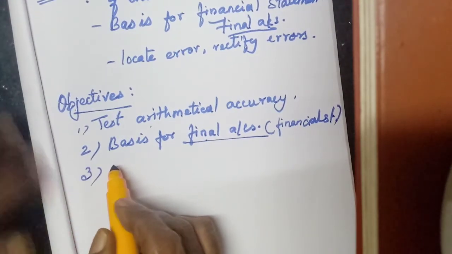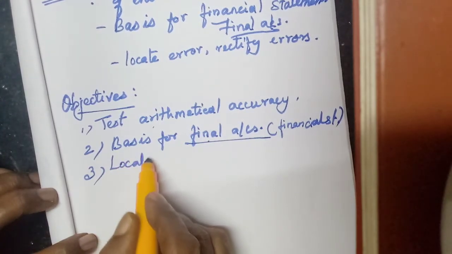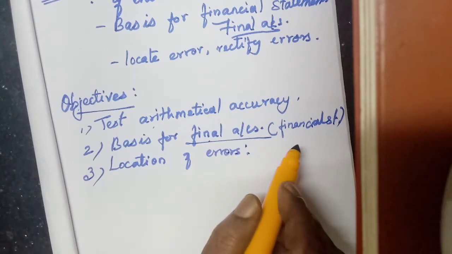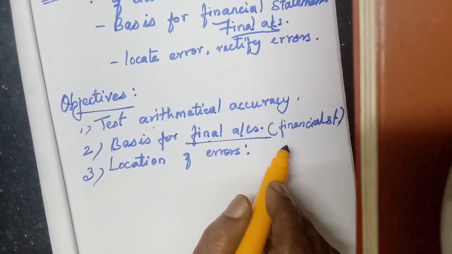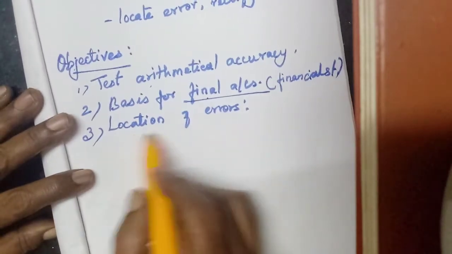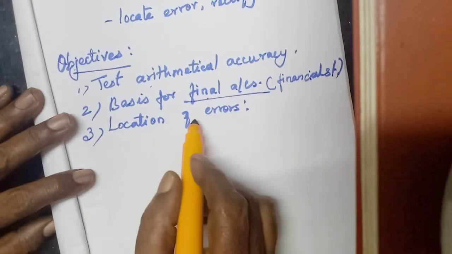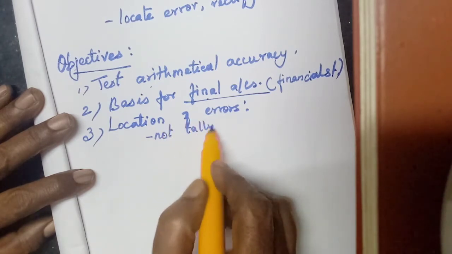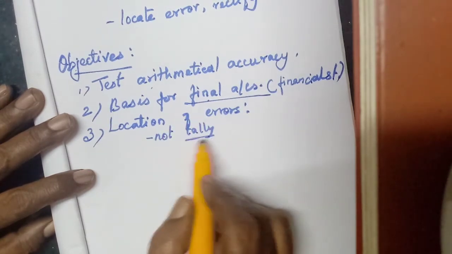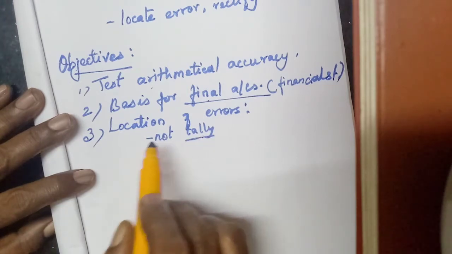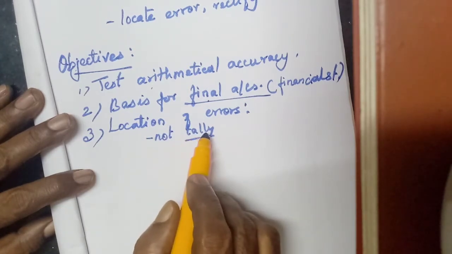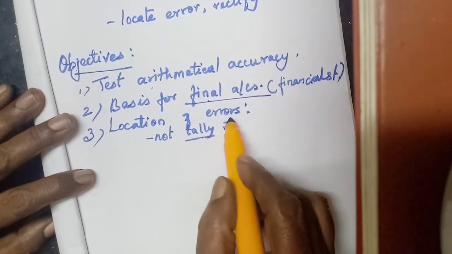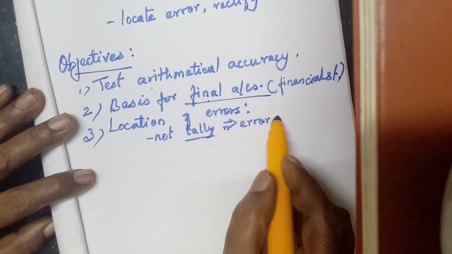Then location of errors. We can locate the error. When can we say there are some errors? If the trial balance does not tally. What is the meaning of tally? Both side amounts are different. If the trial balance does not tally, we can say there are some errors.